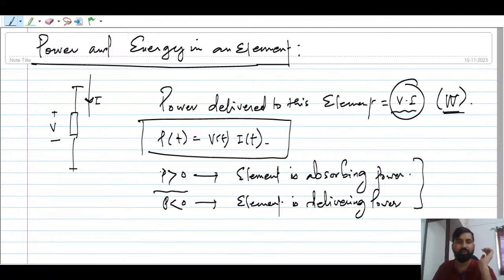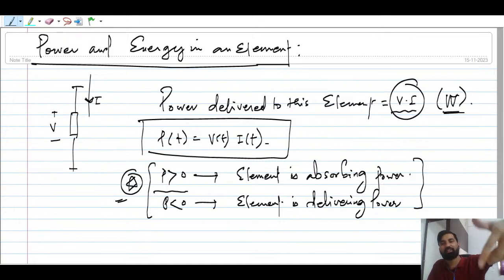These are very important aspects that you have to always keep in mind, right? So power and energy in an element means what? Power delivered to this element is going to be VI. If the power is greater than zero, the element is absorbing power. If power is less than zero, the element is delivering power. So these are the points that you have to remember.